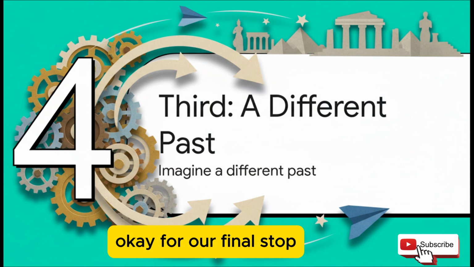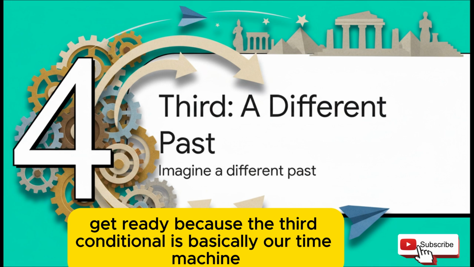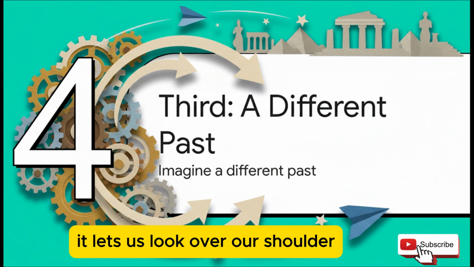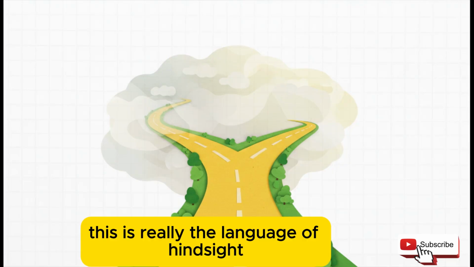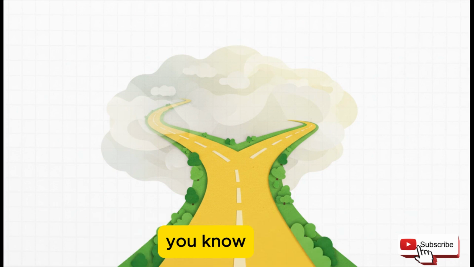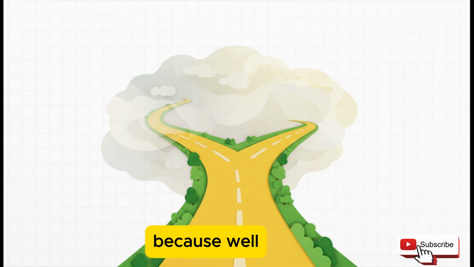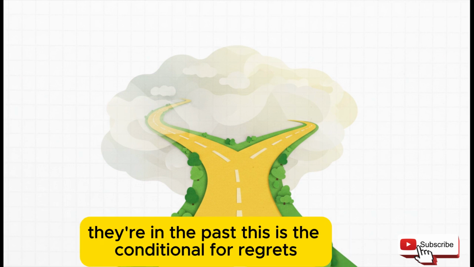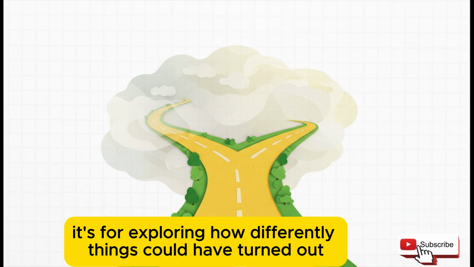Okay, for our final stop, we're not going into the future. No, we're going into the past. Get ready because the third conditional is basically our time machine. It lets us look over our shoulder and imagine a world that never actually happened. This is really the language of hindsight. We use it to talk about things that are totally impossible to change because, well, they've already happened. They're in the past. This is the conditional for regrets, for all those what might have beens that we all think about sometimes. It's for exploring how differently things could have turned out.